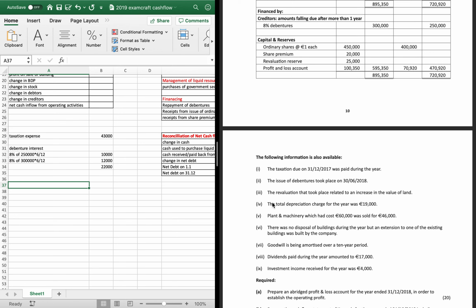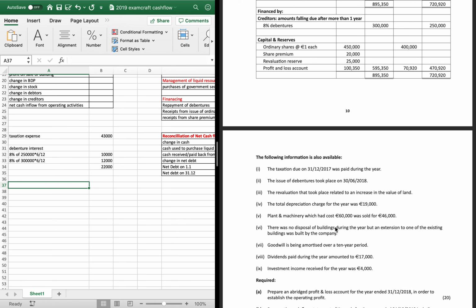So next one then, total depreciation charge for the year was 19,000, and that's going to be important. So the depreciation charge is 19,000. So we should be able to work out then, around the other ones, what the profit on the sale of this plant and machinery was. So there was no disposal of buildings during the year, but an extension to one of the buildings was built.